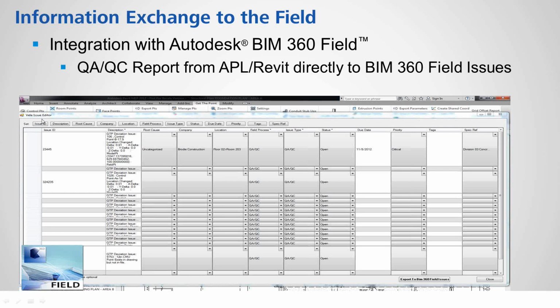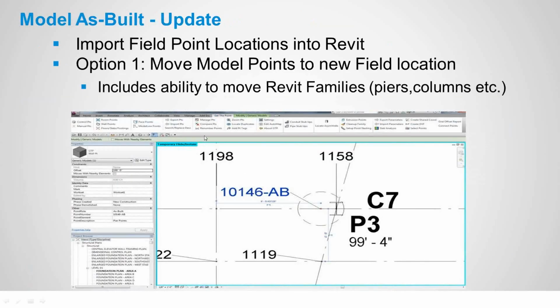So it's via Vela, which used to be the name of BIM 360 field. And we can integrate this via 360 field and provide the QA/QC report directly from Autodesk point layout within Revit directly to BIM 360 field. And then what we can do is we can import those field locations back into Revit.